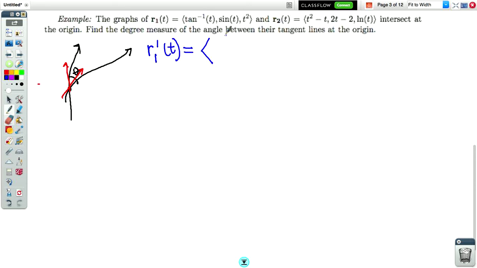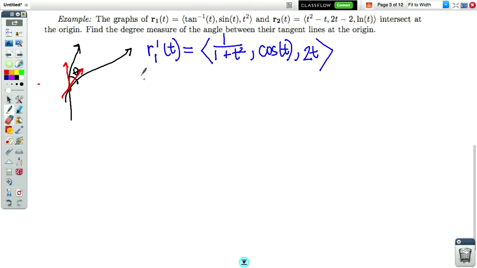So hopefully you've differentiated inverse tangent. The derivative of that is 1 over 1 plus t squared, but you should verify that because it is really good practice to be able to remember how to differentiate inverse functions, especially inverse trig functions and interesting things like that. So 1 over 1 plus t squared, the derivative of sine t is cosine of t, and then our last component is 2t. So there's our derivative of our very first vector.